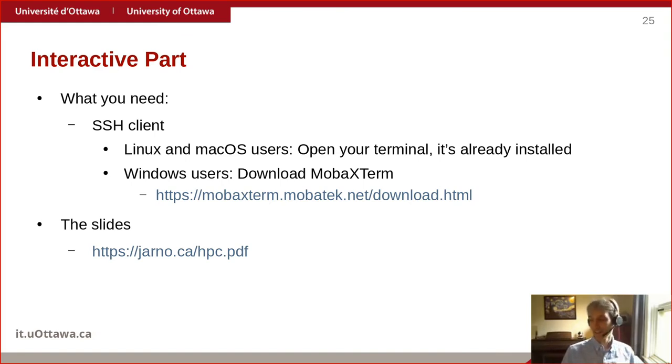Okay, interactive part. I sent you the link for getting an SSH client if you are on Windows. I hope everybody has an SSH client available on their computer because you need that for this part of the session. I would also highly recommend that you download the slides from the link I have here at the bottom: yarno.ca/hpc.pdf. It has the Linux commands that you need and exercises, because I will be switching between my terminal and the slides, and if I'm in the terminal, you can't see the slides. If you've downloaded them, you will still be able to see them.